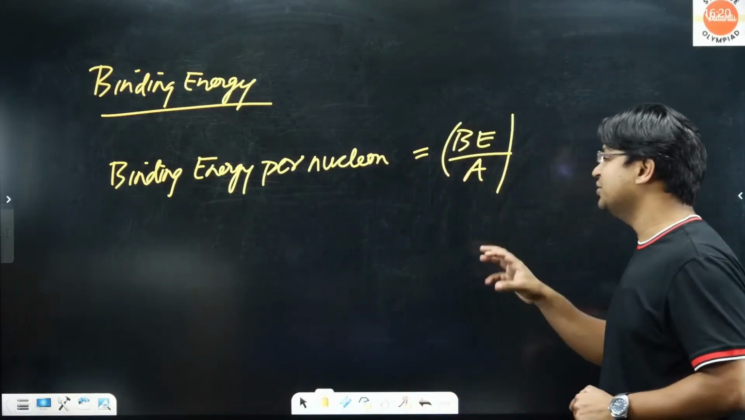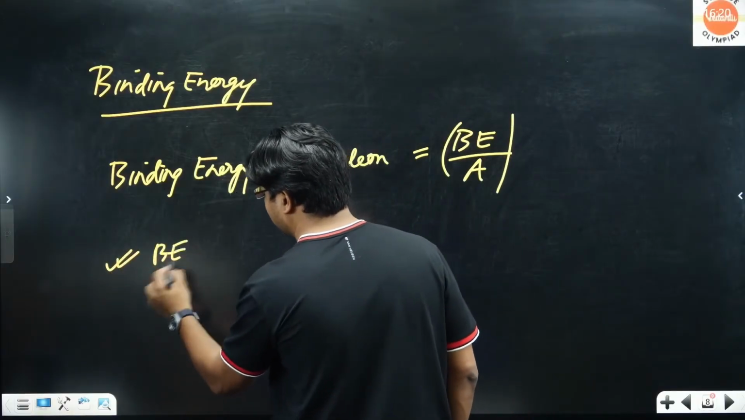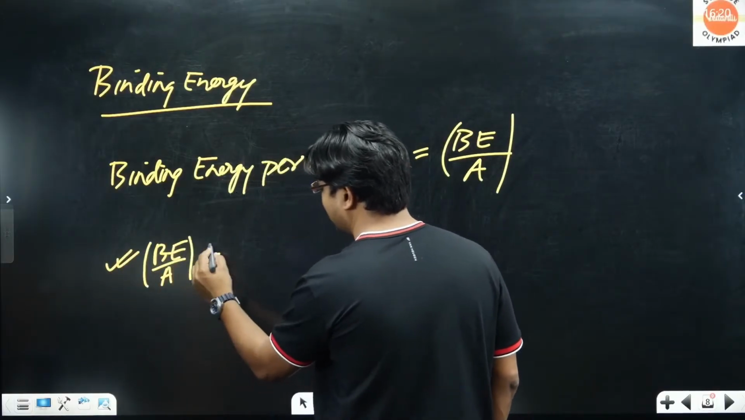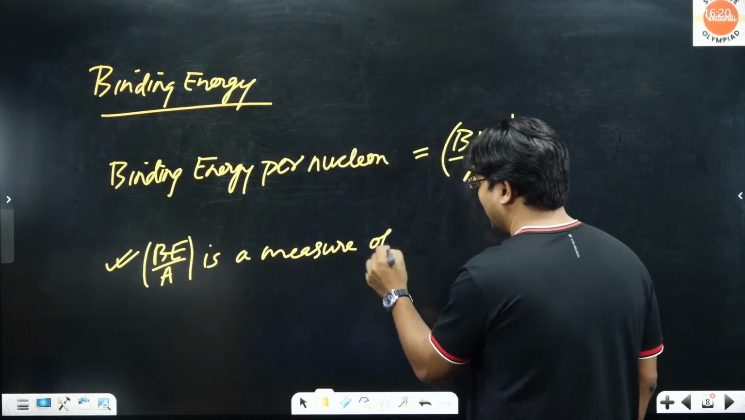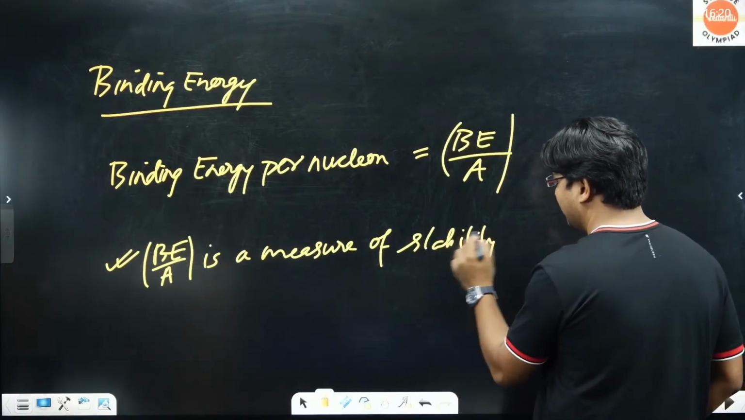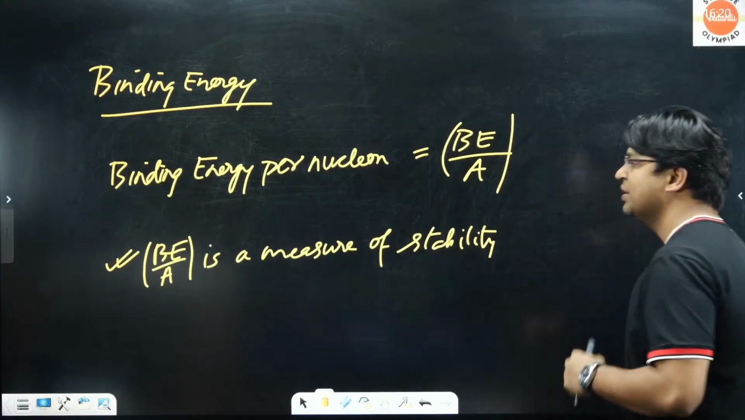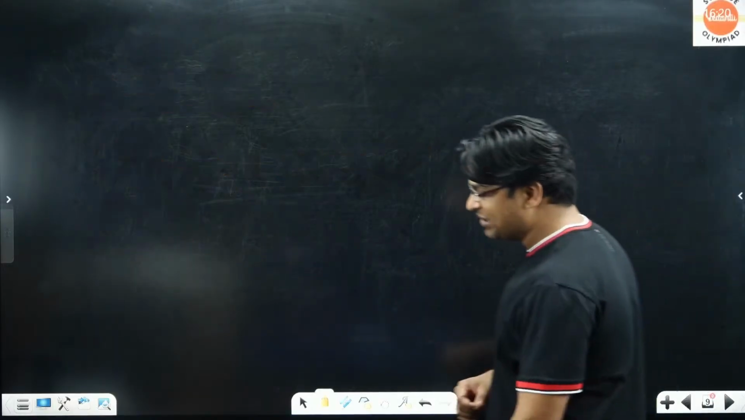So binding energy per nucleon is the measure of stability criteria. The higher the value of binding energy per nucleon, the more stable the particle is. Now we know many elements.